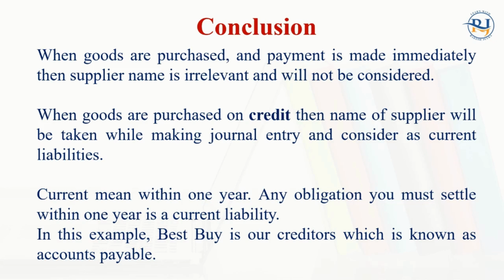So, what is the meaning of current? Current means within 1 year. Any obligation you must settle within 1 year is known as a current liability. In this example, Best Buy is our creditor, which is also known as accounts payable.